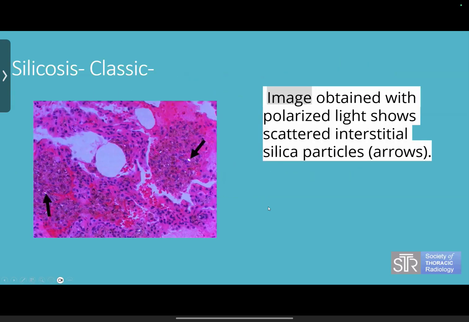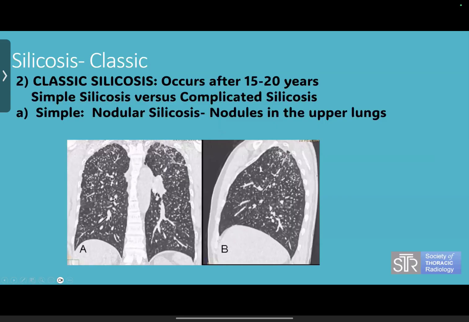And so this image shows what? Obtained with polarized light, it shows these small little areas that appear different than the underlying lung. So this is classic simple silicosis, nodular silicosis, with many nodules in the upper lungs, throughout, everywhere, filling both lungs.